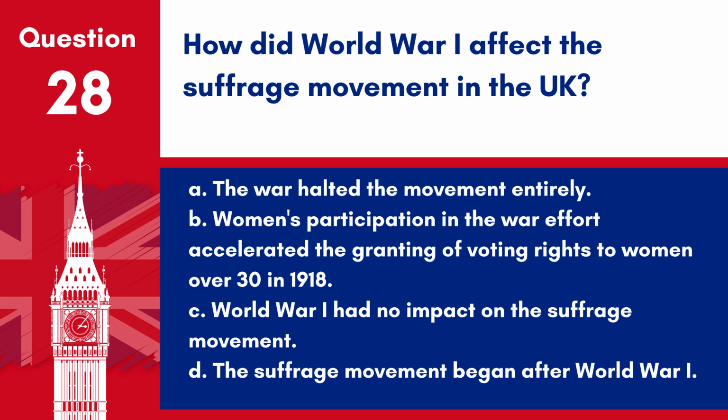How did World War I affect the suffrage movement in the UK? A. The war halted the movement entirely. B. Women's participation in the war effort accelerated the granting of voting rights to women over 30 in 1918. C. World War I had no impact on the suffrage movement. D. The suffrage movement began after World War I.